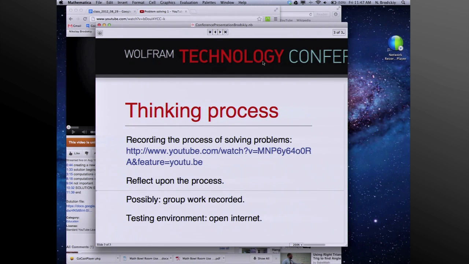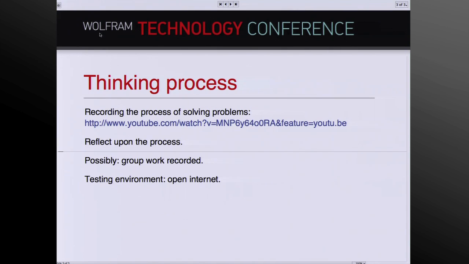And then the possible directions to go from here is to think about the group work, because that Google Hangout allows up to 10 people to communicate simultaneously. So the whole process of that communication can be recorded. I haven't tried that yet, but I think that's a great potential to see how students interact and help each other and solve problems together.